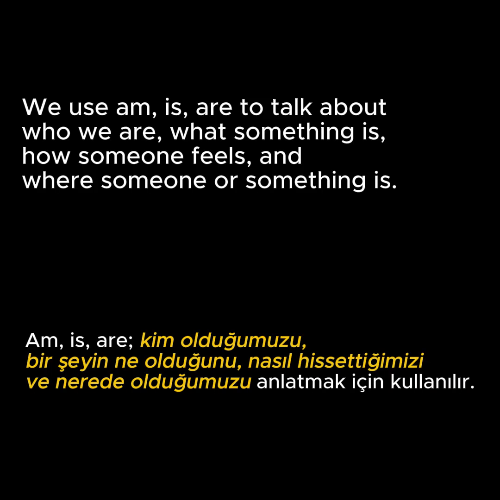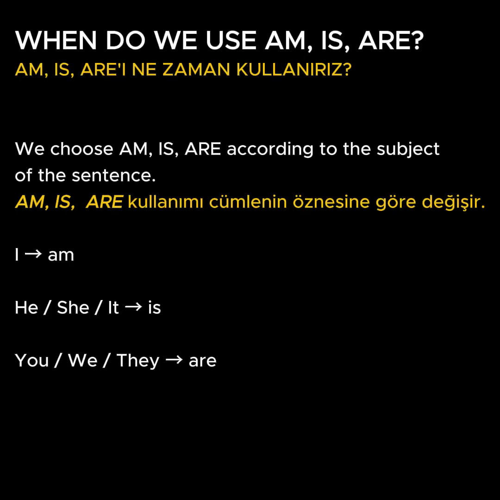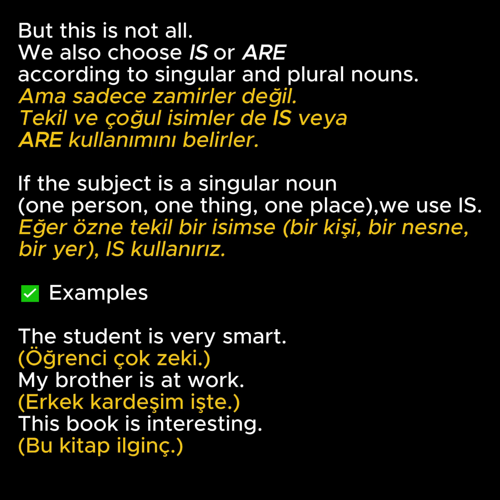We use am, is, are to talk about who we are, what something is, how someone feels, and where something is. When do we use am, is, or are? We choose am, is, are according to the subject of the sentence. We say, I am. He, she, it is. You, we, they are.